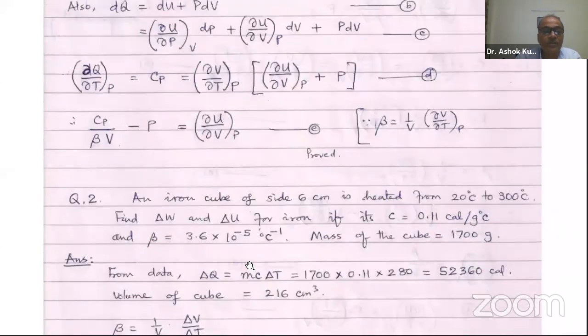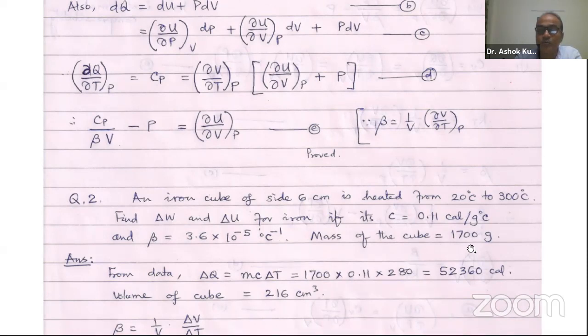Another problem: an iron cube of side 6 centimeter is heated from 20 degrees Celsius to 300 degrees Celsius. Find out the change in work done and the change in internal energy for iron if its specific heat is 0.11 calorie per gram per degree Celsius, and beta is 3.6 into 10 power minus 5 per degree Celsius.